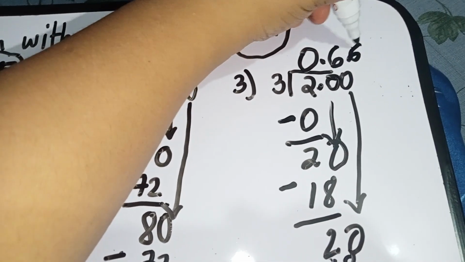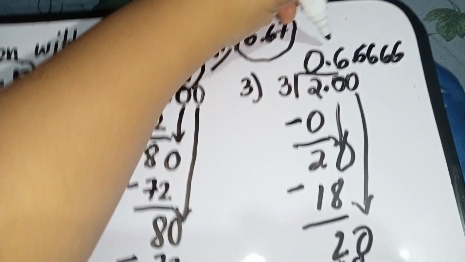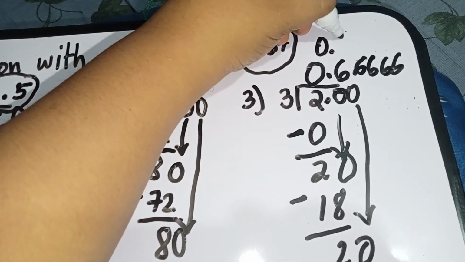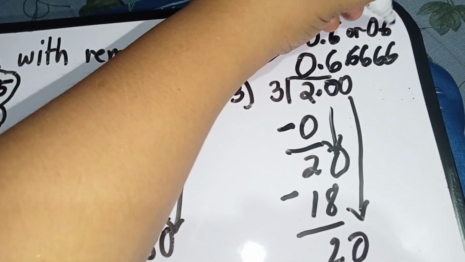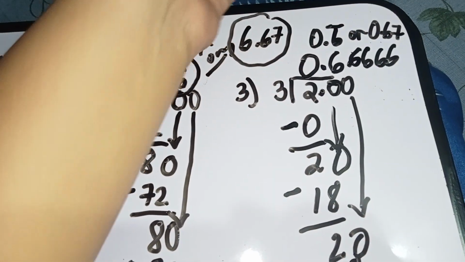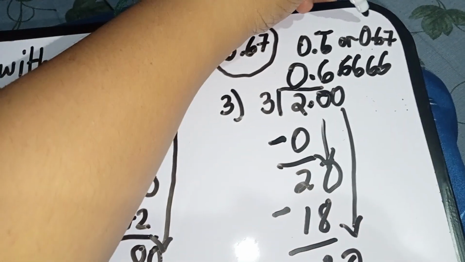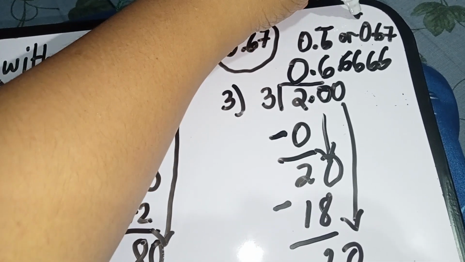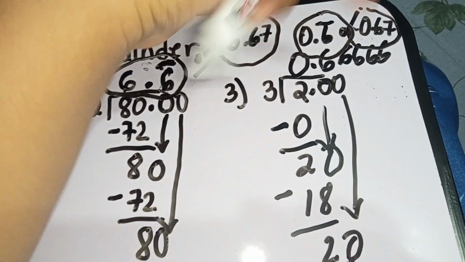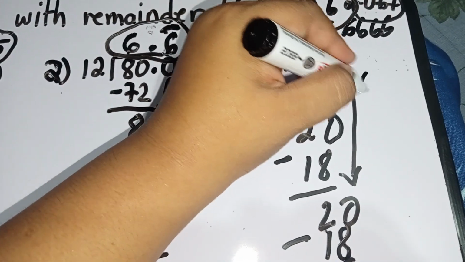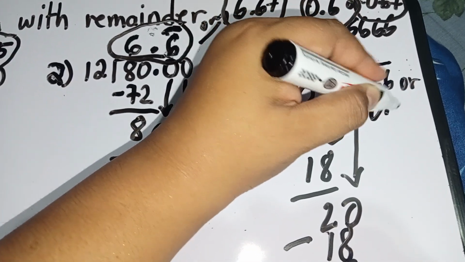So you have more 6 here again. So we simplify. That would be 0.6 repeating, or 0.67 if the instruction demands two decimal places. You can have 0.67, or this one, 0.6 with the vinculum. Let me rewrite it here, 0.6 repeating or 0.67.